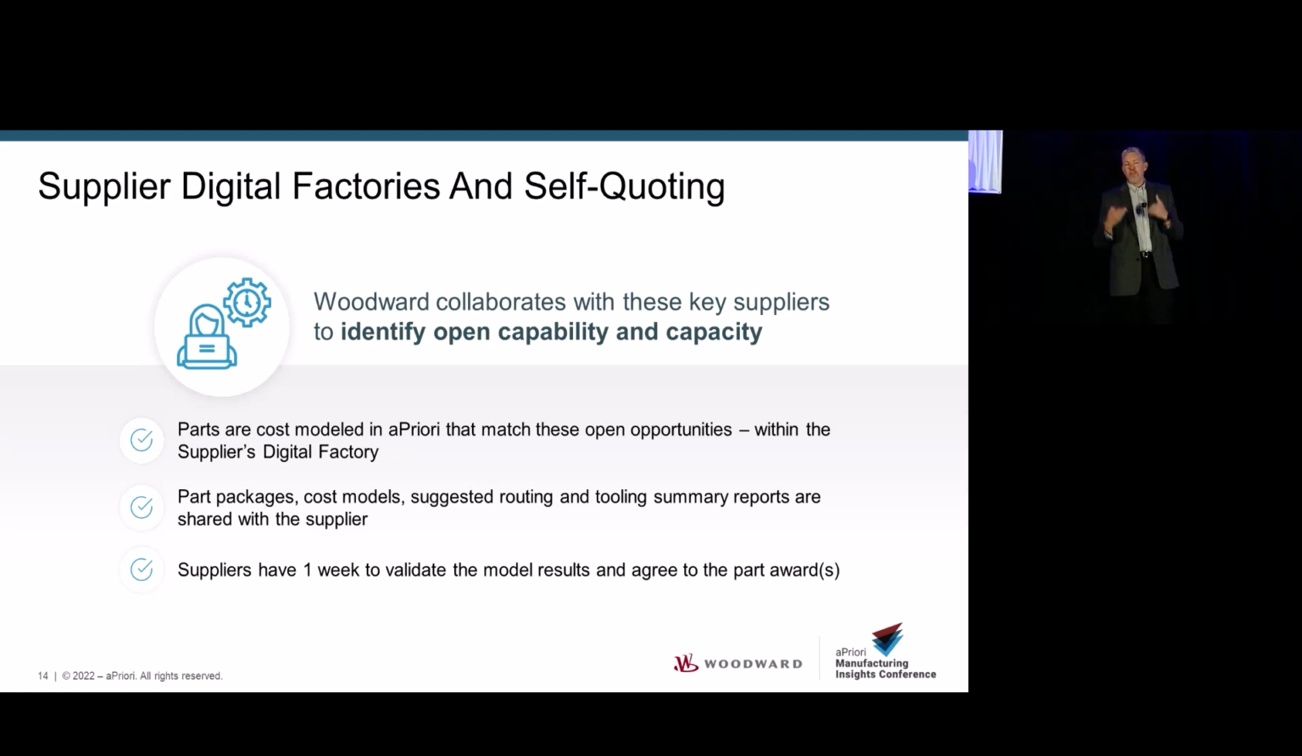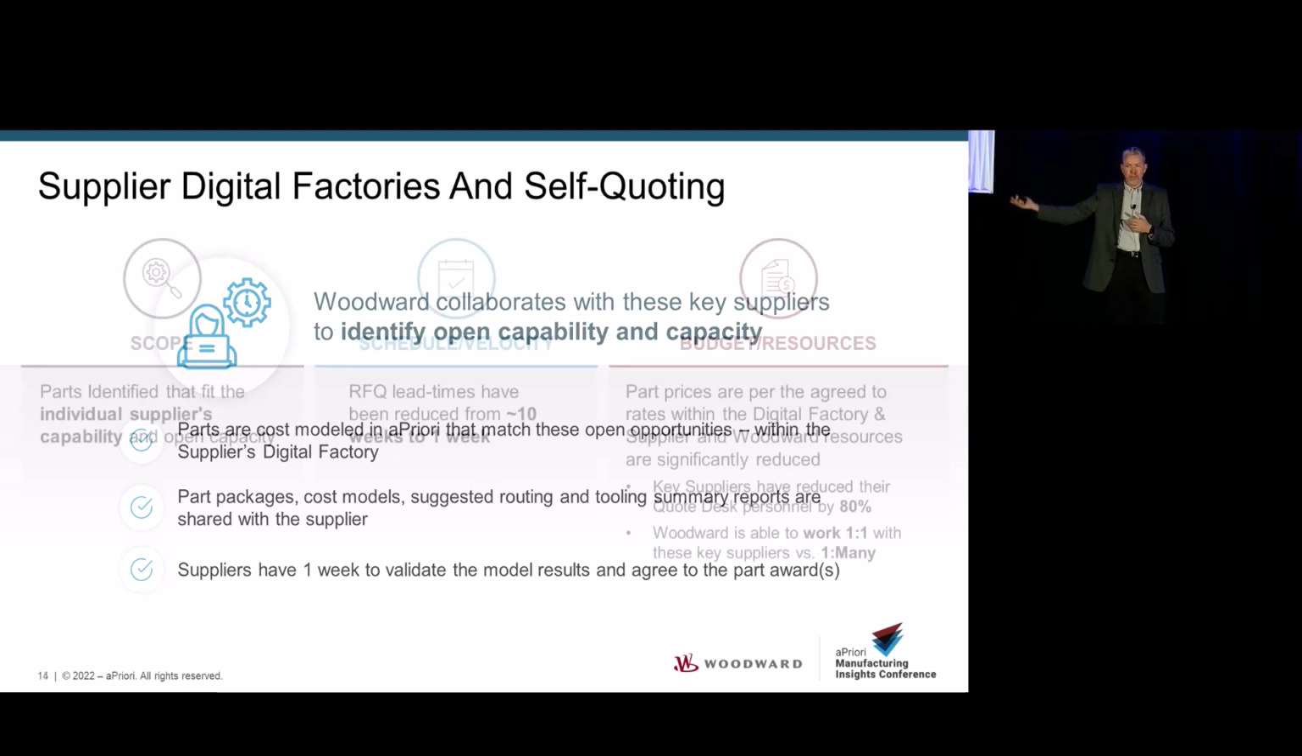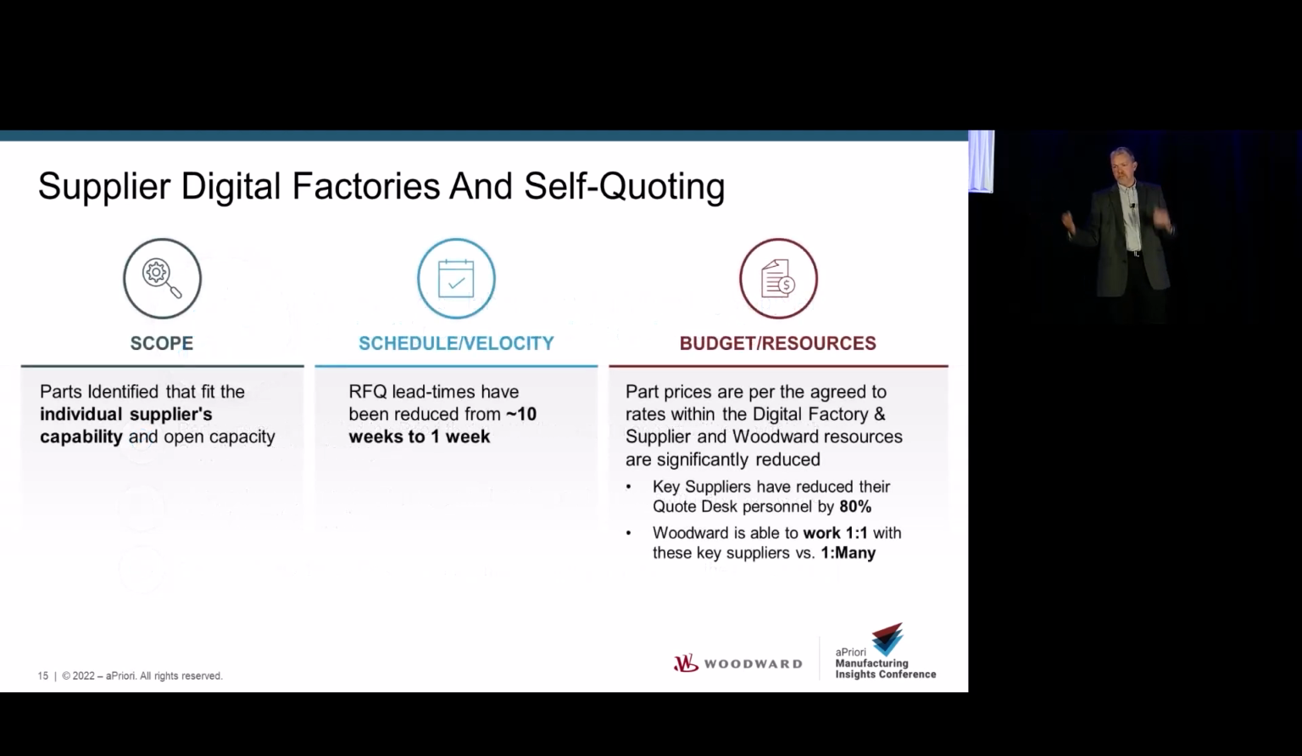We're not having that feedback from the supply base. Hey, I bought 3 brand new pieces of Swiss equipment. I've got room for 10,000 hours of Swiss time. That's the kind of conversations we're having with our supply base now, right? We've got to figure out where their open capacity is and obviously what capability they have, right? So we're modeling parts that fit that supplier's open capacity and putting parts there that make sense.